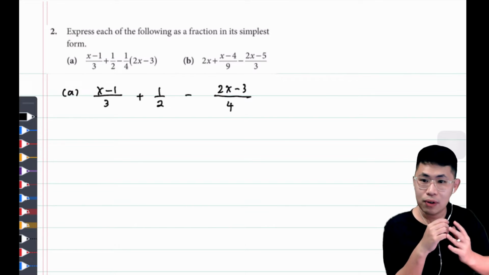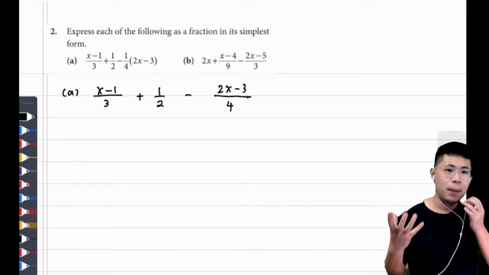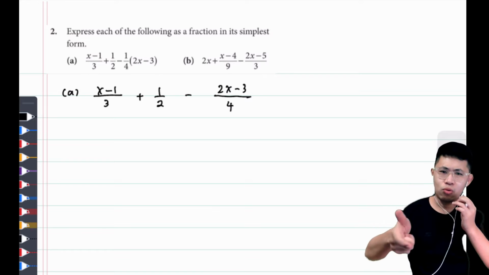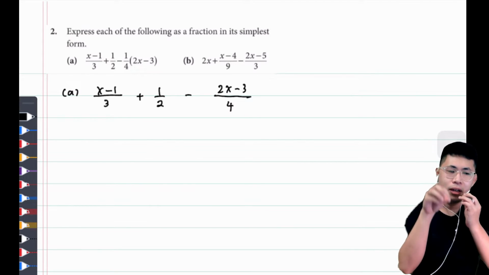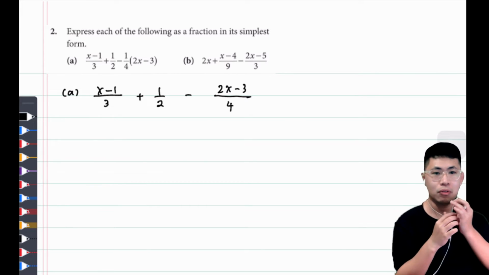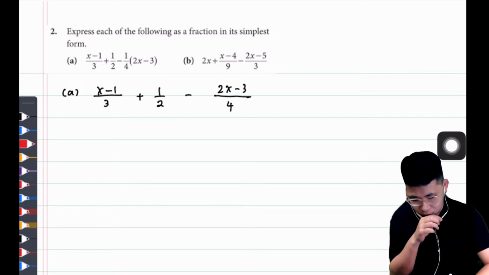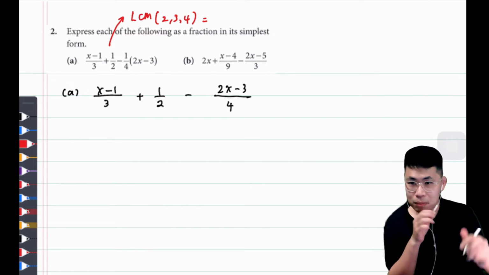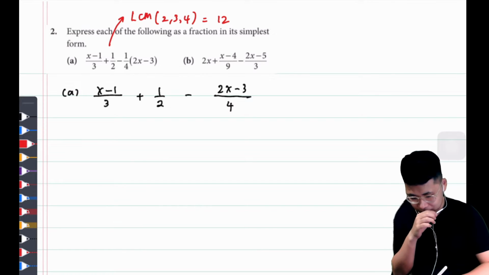Okay, so 2x minus 3 over 4, so that I can view this easily. So with this, how are we going to find the common denominator? It has to be the common number for 3, 2, and 4. The common number for all these 3 numbers is actually the lowest common multiple of these 3 numbers. So technically speaking, we need to look for the LCM of 2, 3, and 4. So what is the lowest common multiple? It's actually 12, so that we can make them common denominator.